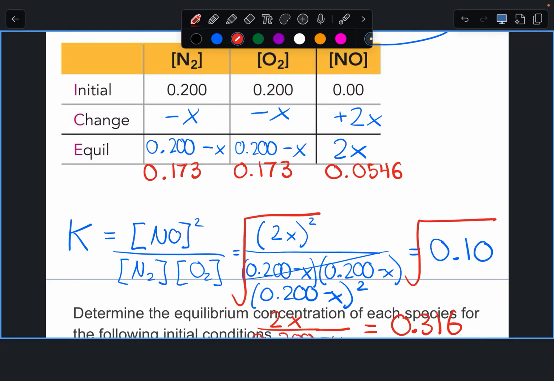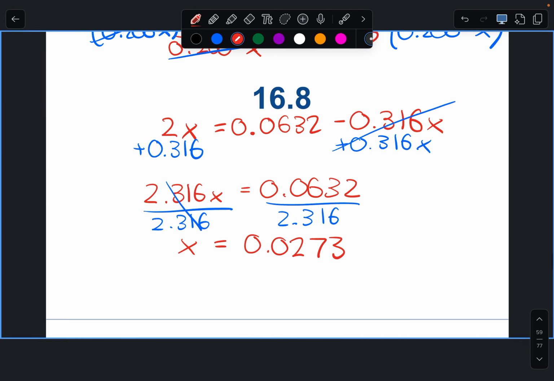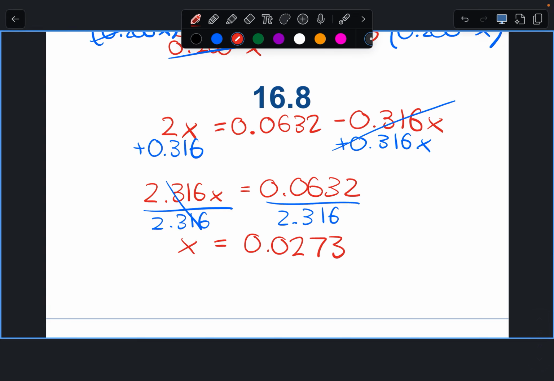So those answers, does that relate to plugging in the X values? Yes, exactly. So I found X and then plugged it in here. So 0.2 minus that X value. Was it 0.273 was the X? I think it was 0.0273. Yep, 0.0273, that's right.